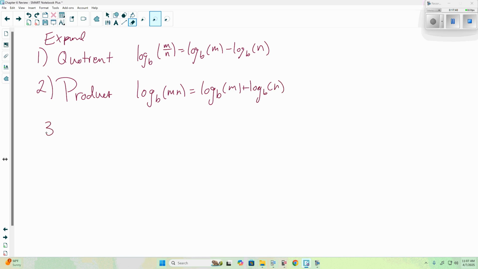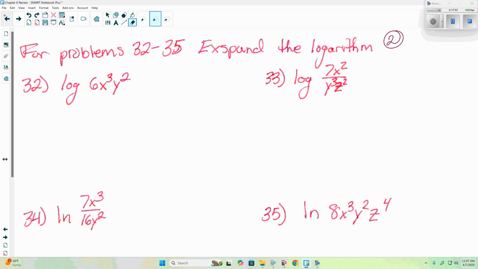And lastly is power: log base b of m to the n. Quotient, product, power is how we do these. I do also have it written on the sideboard. Quotient, product, power. And just as a reminder, it might be good to put in your notes, if something starts in the bottom of the fraction, its log should have a minus in front. If it's in the bottom of the fraction, its log should be negative, or have a minus in front of it, when we're done.